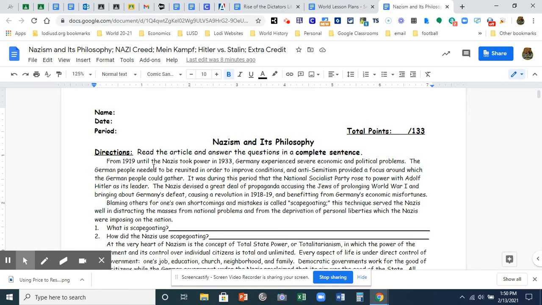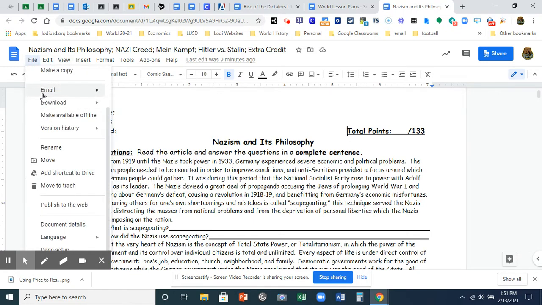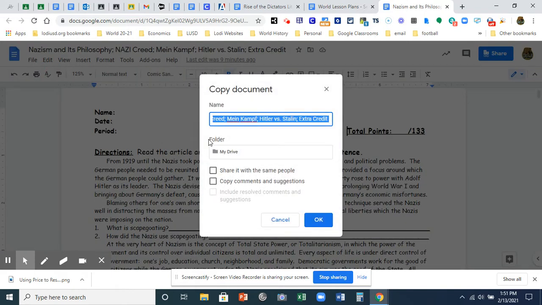From 1919 until the Nazis took power in 1933, Germany experienced severe economic and political problems. The German people needed to be reunited in order to, you know what, I'm going to go ahead and make a copy, in case I want to answer on here, I can without everyone getting my answer. Let me make my copy.